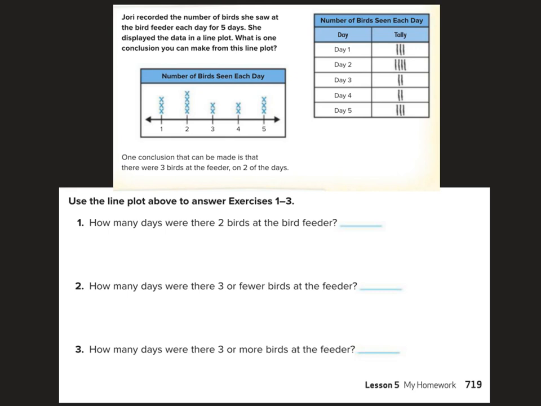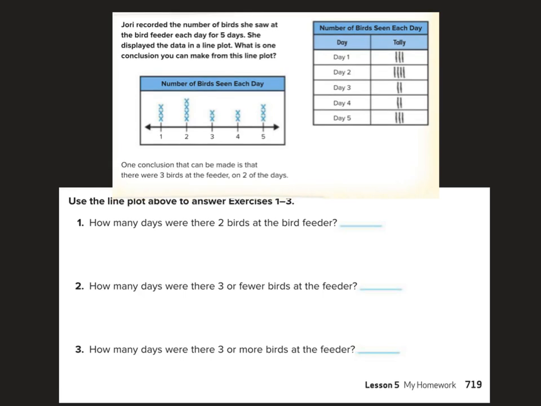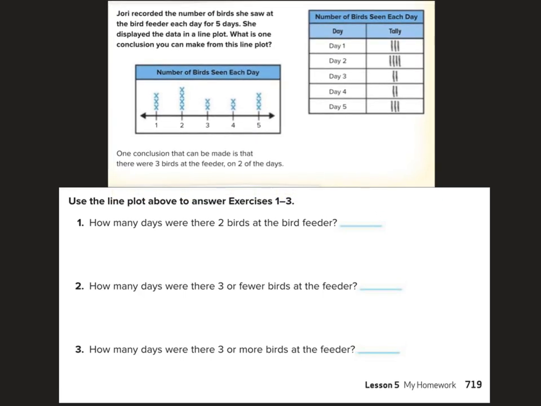All right, can't read what's up here. Jory recorded the number of birds she saw at the bird feeder each day for 5 days. She displayed the data in a line plot. What is one conclusion you can make from this line plot? Okay, so we're looking here. One conclusion that can be made is that there were 3 birds at the feeder on 2 of the days, right? So 3 and 3, that's a conclusion we could make from that, right?